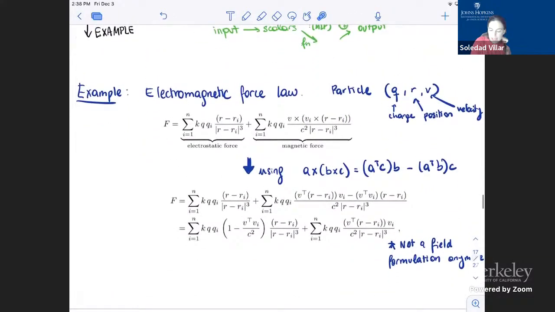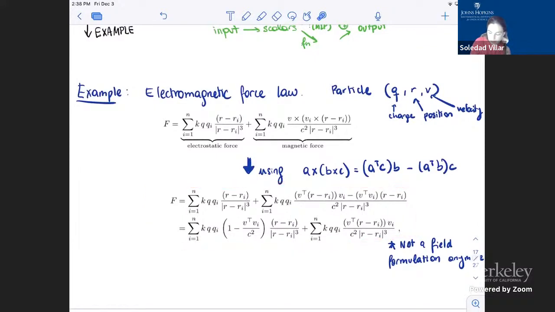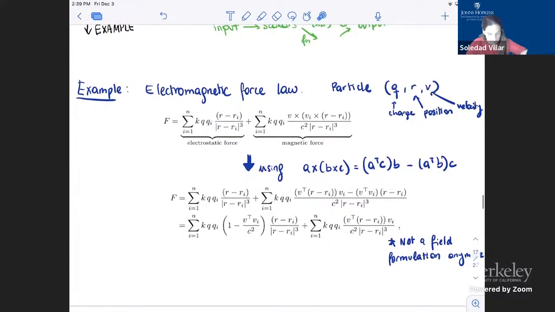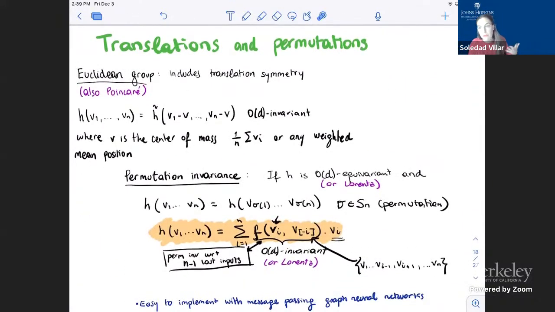However, you may say this formulation is not as nice, because it's not a field formulation anymore. You are not able to isolate your test particle from this, because you will have a sum where the coefficients depend on this test particle. But I'm just saying that it's possible, though it doesn't always give you the best parametrization of the function class.